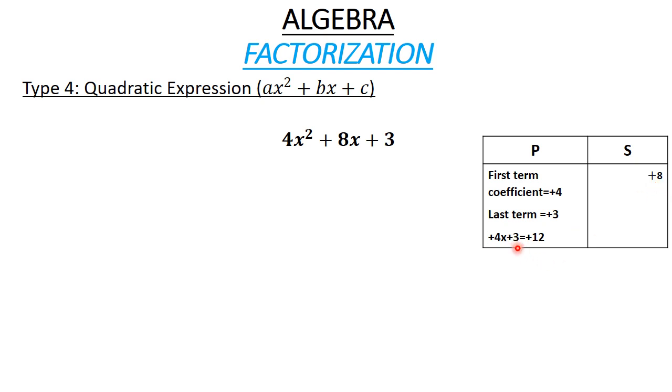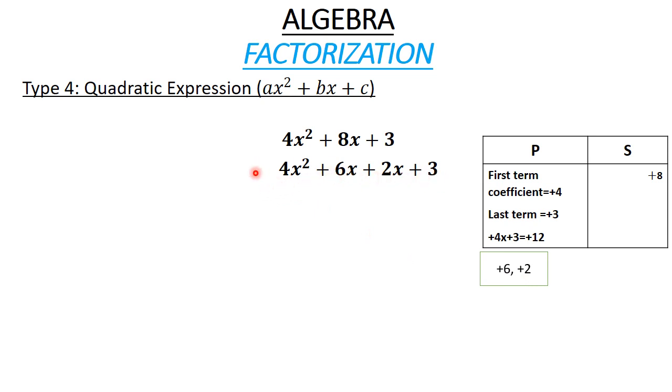What about 6 and 2? So positive 6 times positive 2 is positive 12. What about positive 6 plus positive 2? It's positive 8. So positive 6 and positive 2 are the ones we're looking for. So when you reach this stage, we go to replacing. This should be replaced with positive 6x and positive 2x. So we do that. 4x squared, positive 6x, positive 2x, positive 3.